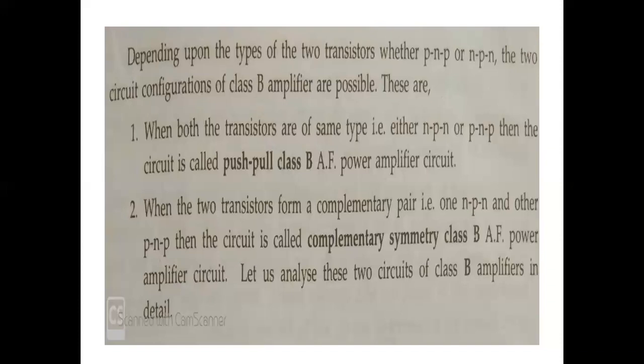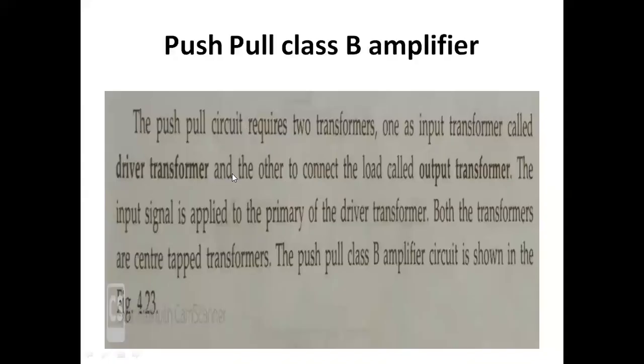And the second one is when the two transistors form a complementary pair. That is, one transistor is NPN and the other one is a PNP transistor. That configuration is known as complementary symmetry Class B power amplifier. So depending on the transistor configurations, we can classify the Class B power amplifiers as push-pull Class B power amplifier and complementary symmetry Class B power amplifier. In push-pull Class B power amplifier, the two transistors are of the same type, and in complementary symmetry Class B power amplifier, the two transistors are a complementary pair, that is, one is NPN and the other is PNP.